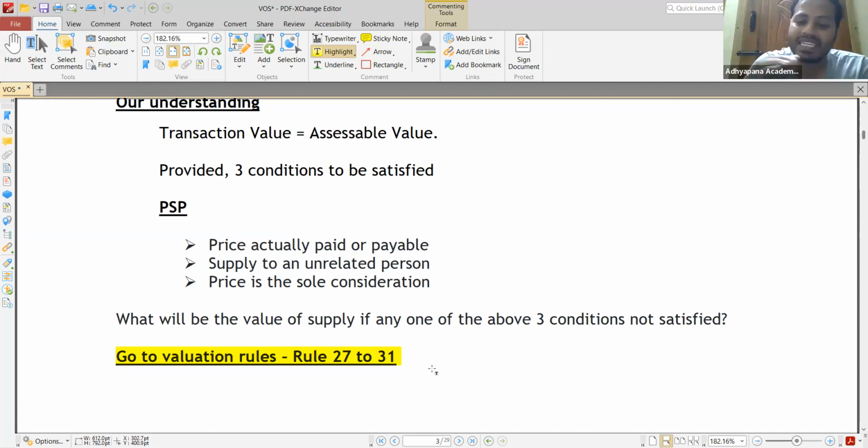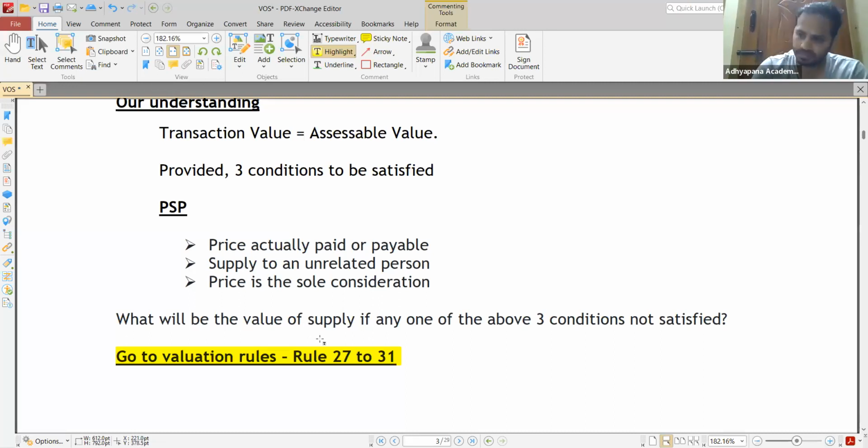Clear? Then price is the sole consideration. What is that? They don't want anything other than the price, which means goods for goods, service for services, right? The barter system kind. If you are receiving anything other than price, then you have to jump to the valuation rules.